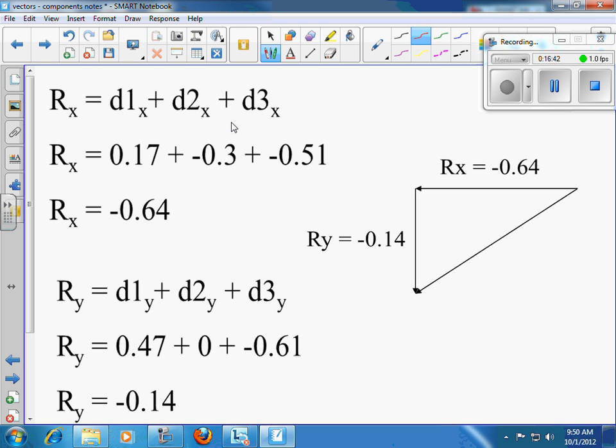I've made it look complicated with subscripts. Let me just explain. Rx, the x component of the resultant, is equal to the x component of displacement 1 plus the x component of displacement 2 plus the x component of displacement 3. In other words, add all the x components that you just found. Is it important with the plus and minus? Absolutely. So 0.17 plus a minus 0.3 plus a minus 0.51, and you get an Rx of minus 0.64. The x component of the resultant is minus 0.64.